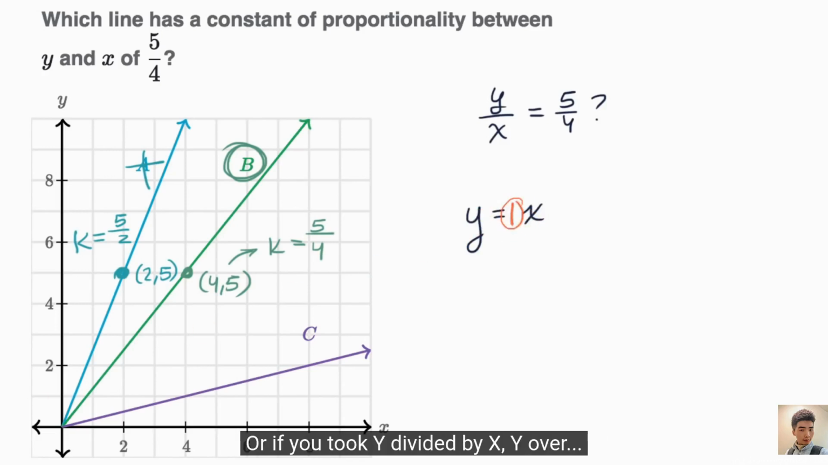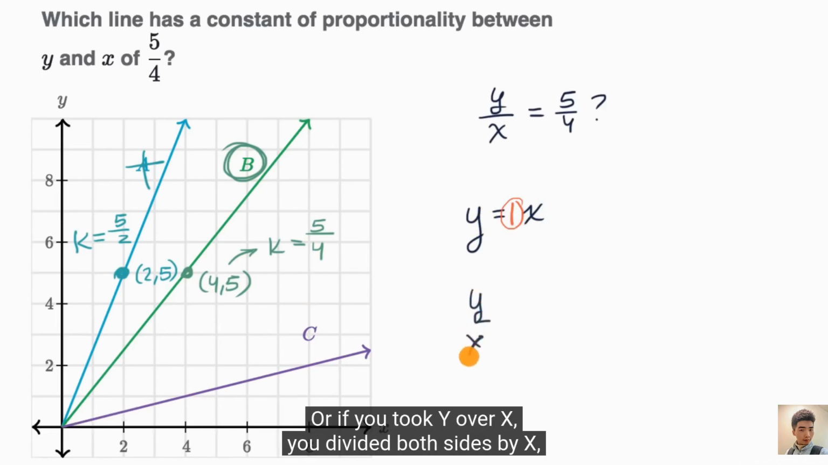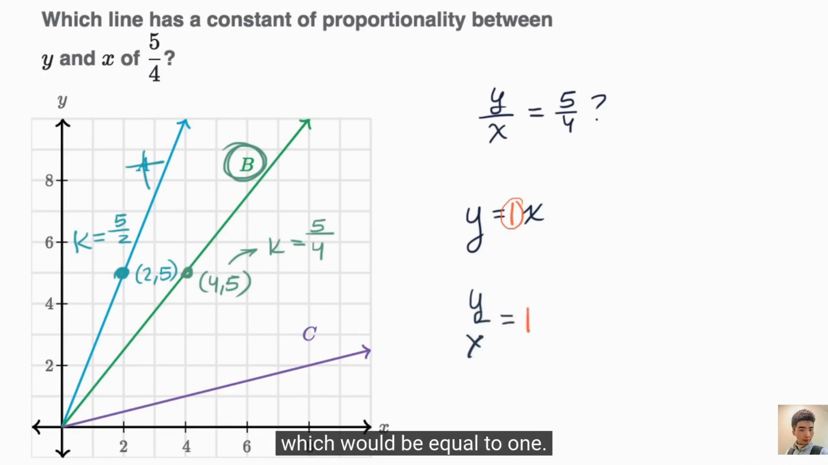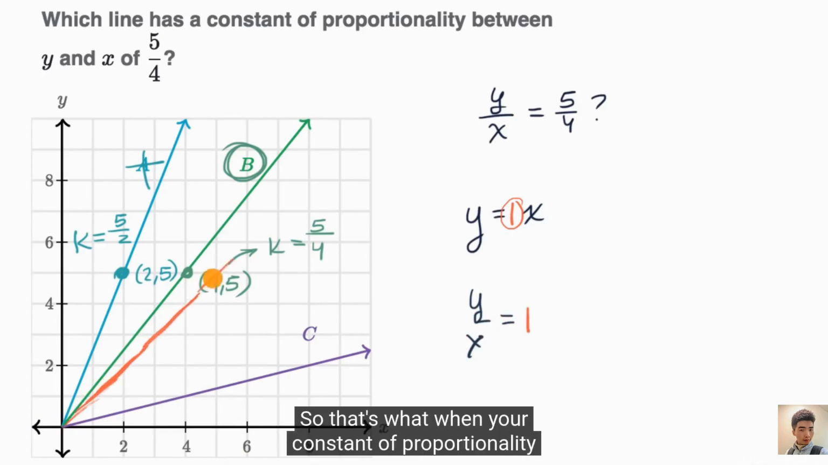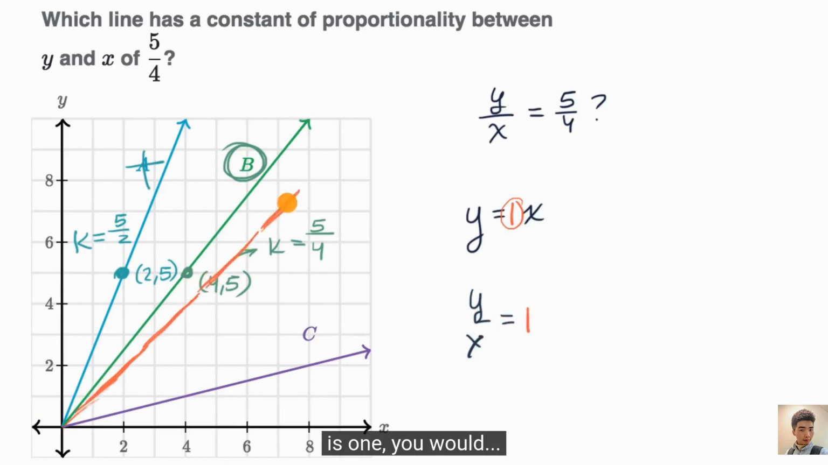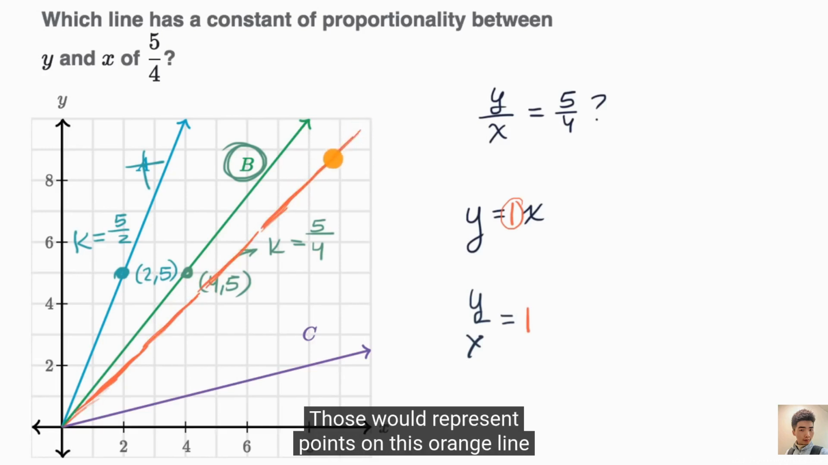Or if you took y over x, you divided both sides by x, you would be left with the constant of proportionality equal to 1. And if you wanted to graph it, well, it would just look like this. y would be equal to x for all x. So when your constant of proportionality is 1, those would represent points on this orange line.